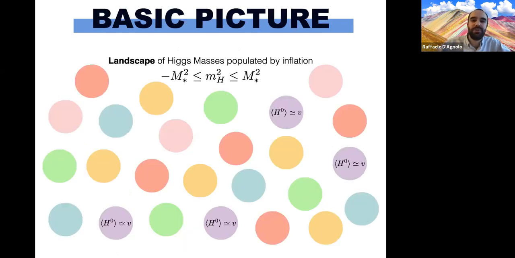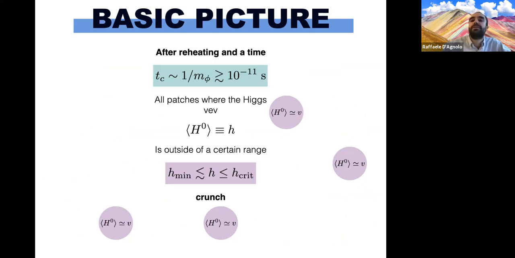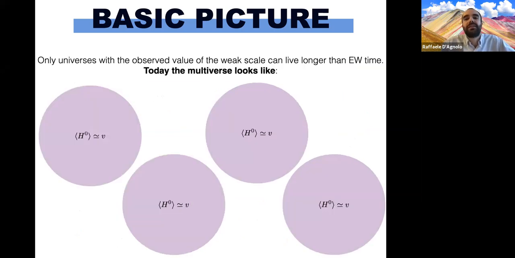And the basic idea is very simple. So you start with this landscape of Higgs mass squares, which can have any value between some large scale M star squared and minus M star squared. And some of these patches are going to have the value that you observe for the Higgs VEV. After reheating and after the electroweak phase transition, all patches that have the Higgs VEV outside of a certain value crunch. And so everything that survives until today undergoes a long phase of expansion and lives for a very long cosmological time as the Higgs VEV. So essentially the only way to have a universe that even remotely resembles our own is to have a small Higgs VEV.